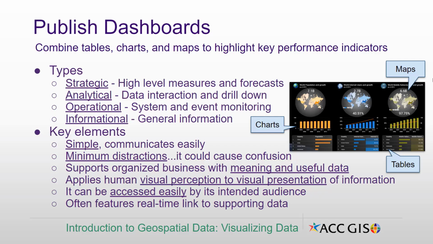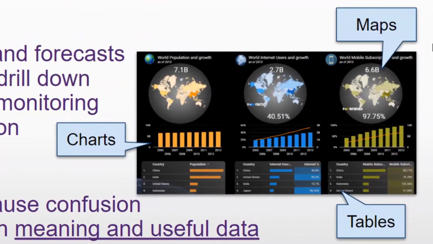Last, informational dashboards feature general information typically targeted at the general public. The dashboard on the right is an example of an informational dashboard in which you have maps, charts, and tables that are combined in a way to present some general information. In this case, world population and growth, world internet users and growth, and world mobile subscribers and growth.